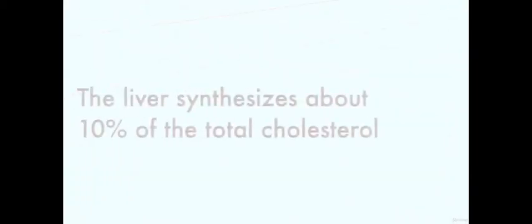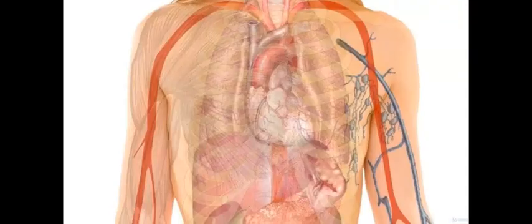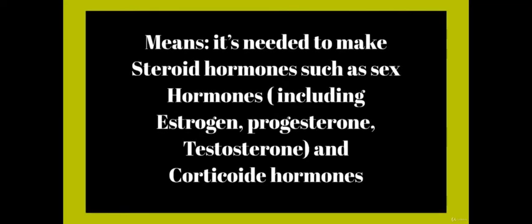The liver synthesizes about 10% of total cholesterol. Almost any tissue containing nucleated cells can synthesize cholesterol. When it comes to cholesterol roles, it is the precursor of corticosteroid hormones. That means it is needed to make steroid hormones such as sex hormones including estrogen, progesterone, testosterone, and corticoid hormones.